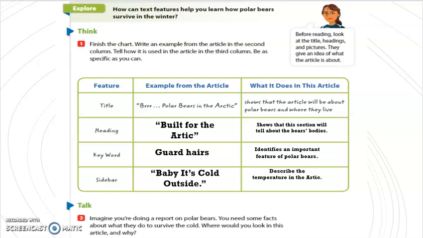Welcome back, boys and girls. Did you discuss that with somebody in the house? So did I, and we discussed that we would look at text features. And why would we look at the text features? Because the text features give us more information about the topic the author wants us to learn. Is that what you talked about too? Great job! Now let's keep going.